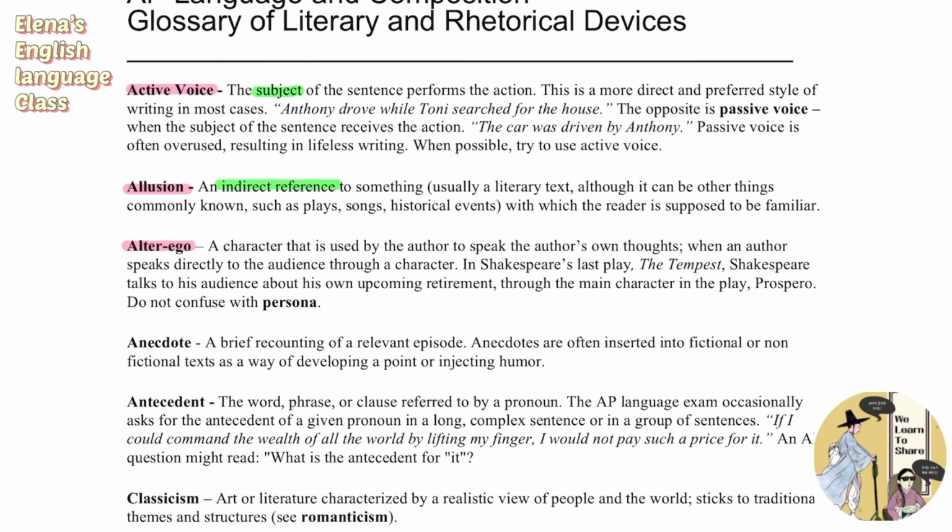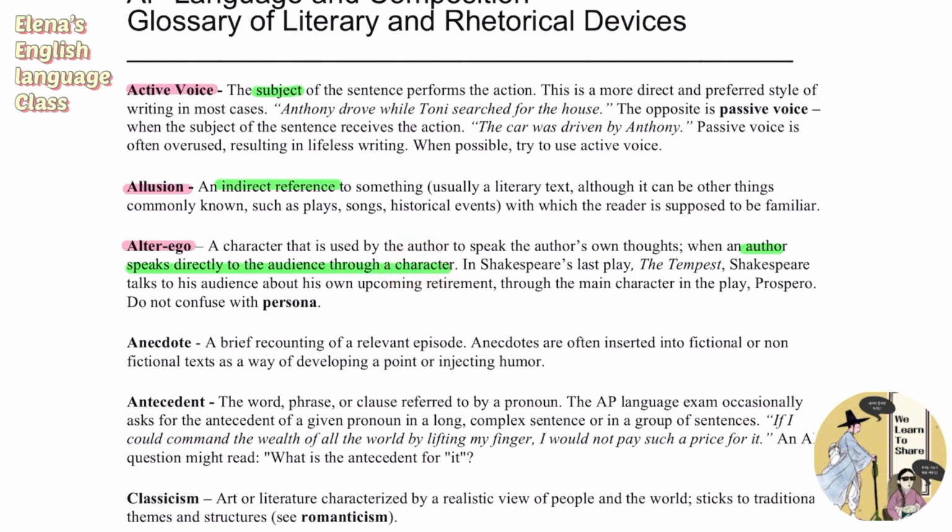Now, the next part, alter ego. It's when the author uses a character to speak the author's own thoughts, when an author speaks directly to the audience through a character. That is why it is called alter ego, because it's different from your actual ego. The important part over here is that there is a character used, right?